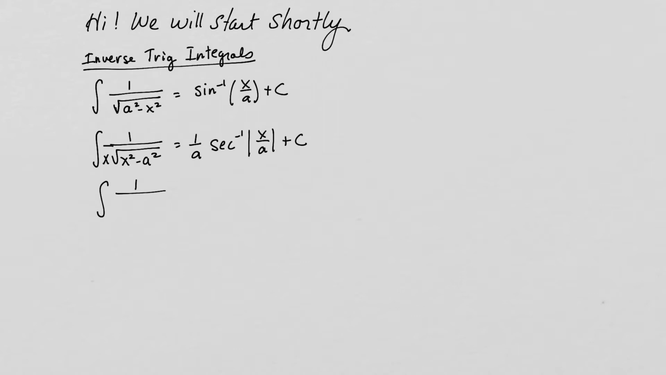And then the integral of 1 over a squared plus x squared is going to be 1 over a times the inverse tangent of x over a plus c. Did I drop the 1 over a? No, I didn't. Okay. And obviously there should be a dx on the end of all of these.